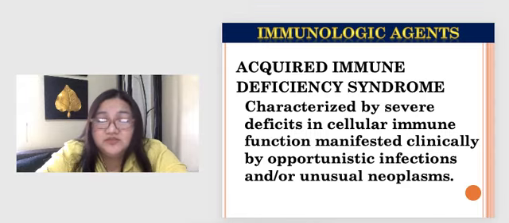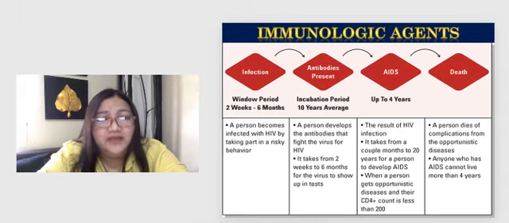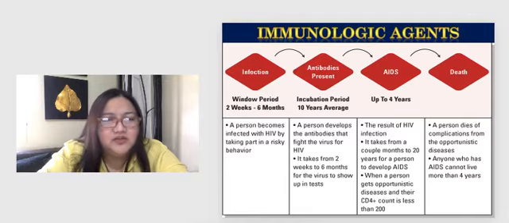At kapag meron ka nang severe deficit sa immune function, napakarami mong delikadong opportunistic infection and unusual neoplasm na pwede. In fact, ito yung dahilan kung bakit namamatay yung mga taong may AIDS. Kasi nga may mga infection and neoplasm na hindi na makontrol nung immune system ng tao. Alright? Well, pag sinabing window period in 2 to 6 months, pwedeng hindi mo pa alam na meron kang HIV, no? In fact, incubation period may even reach 10 years.